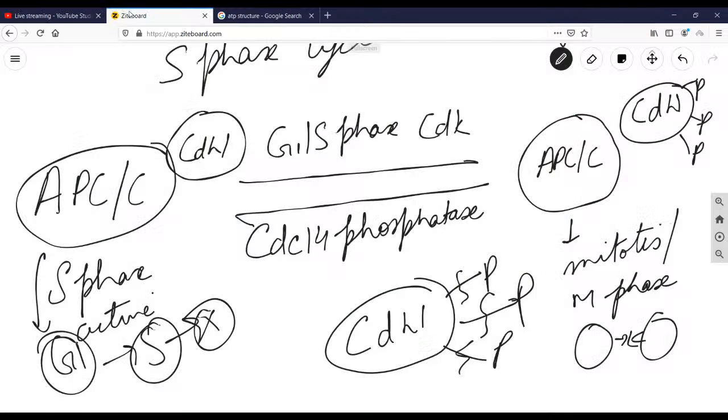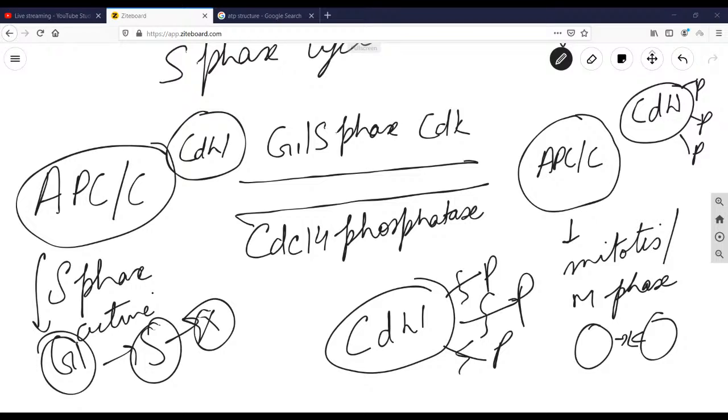Okay, good. So now we will be shifting our attention to the activation of mitotic CDKs to initiate mitosis. Mitotic cyclin CDKs initiate mitosis, right? And we also know that the catalytic CDK subunits are constant throughout the cell cycle, and only the mitotic cyclin levels keep on fluctuating. That's the golden rule in the cell cycle.